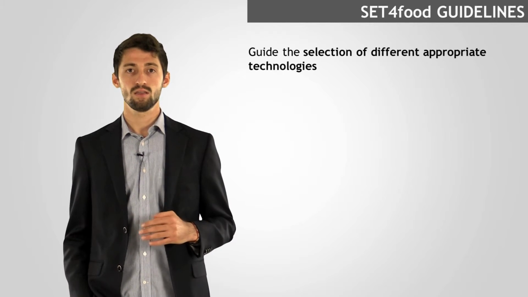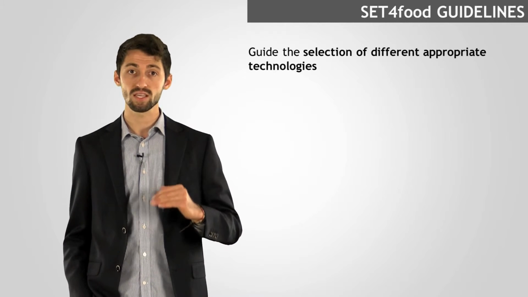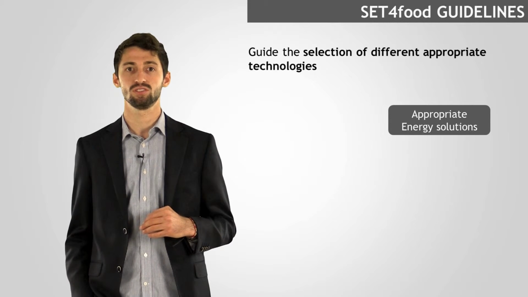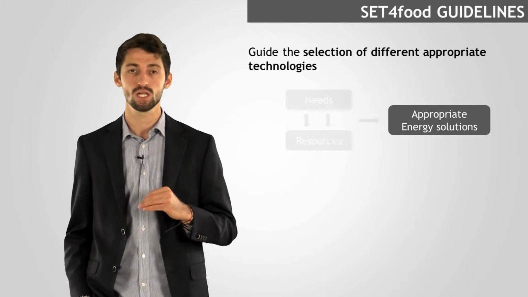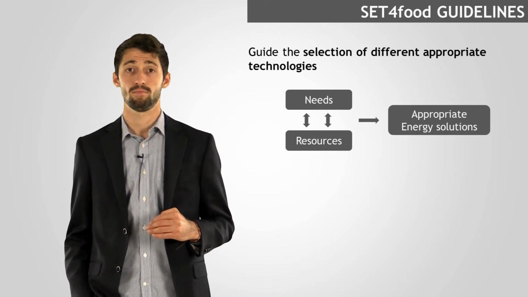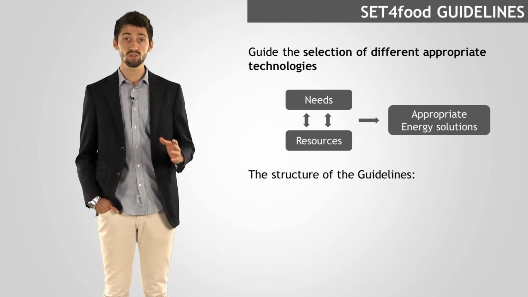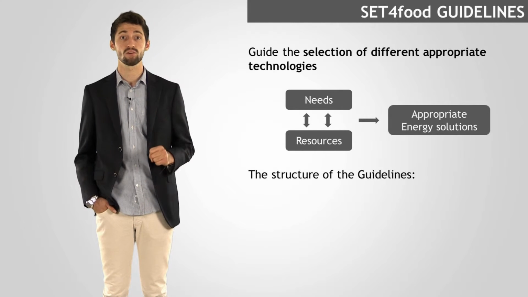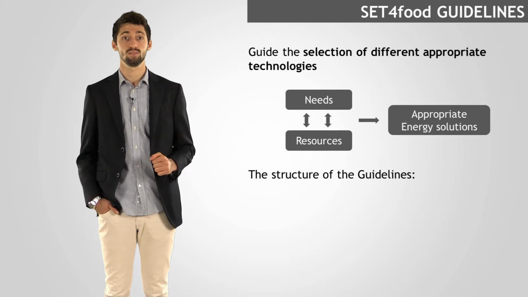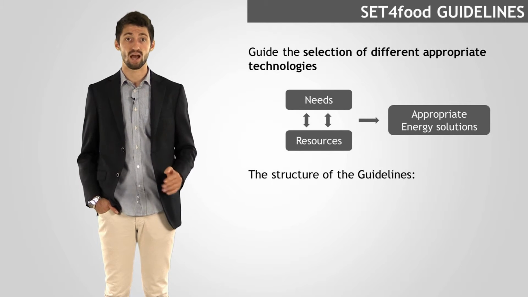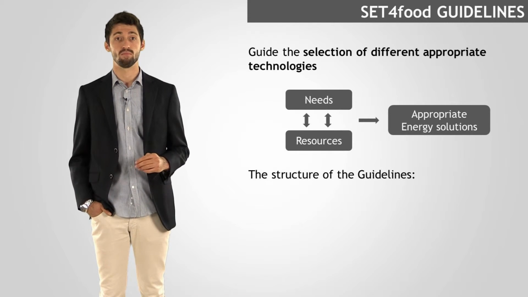The guidelines provide the users with a list of possible energy solutions for food utilization, which respond to specific local needs and resources. All the technologies have been grouped within the same 5 macro areas related to food utilization previously mentioned, and which have been analyzed through a 3-level scheme.